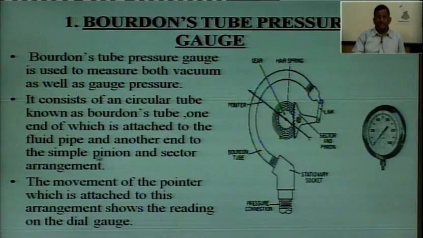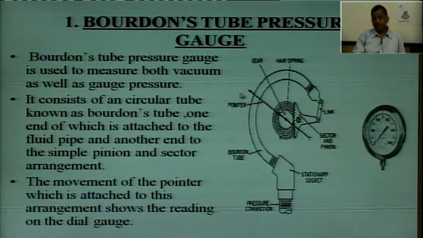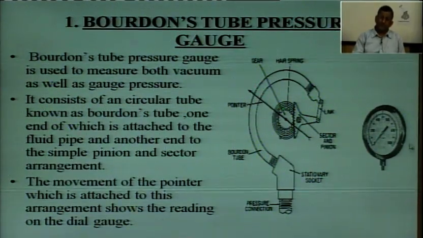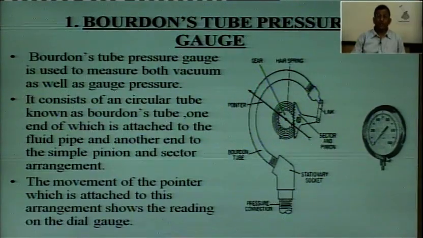And the other end is connected to the pinion and sector arrangement. So this Bourdon tube's one end is connected to the fluid whose pressure we want to measure. The second end, with the help of this link, is connected to the rack and pinion arrangement with the help of this small hairspring, and this is a pointer. This outside dial gauge has the pointer, and we attach it where we want to measure. So this is a Bourdon tube pressure gauge.